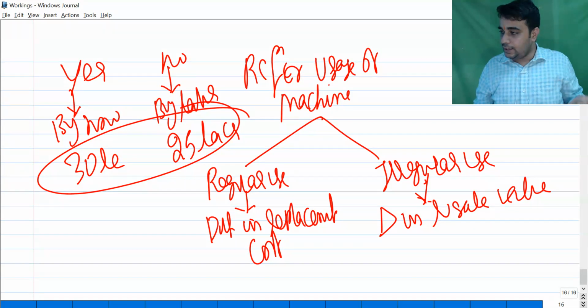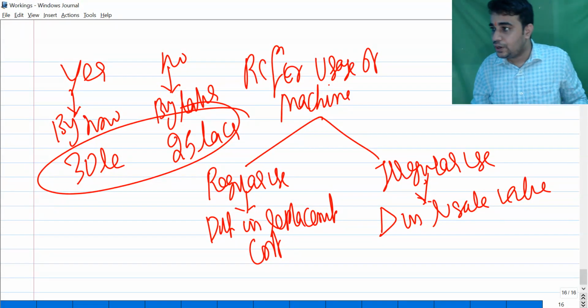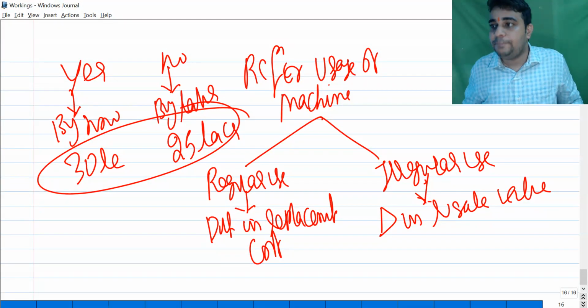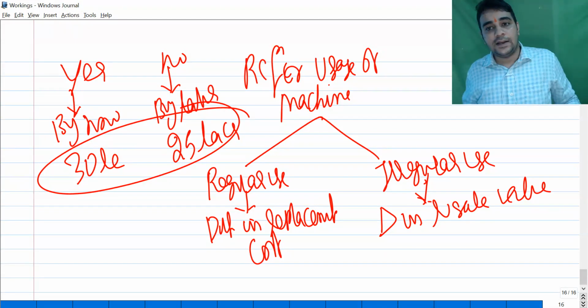If it's a regularly used machine, depreciation as such is of no use. If it's a regular use machine, the relevant cost is the difference in replacement cost. If it's an irregular use machine, it is the difference in resale value.